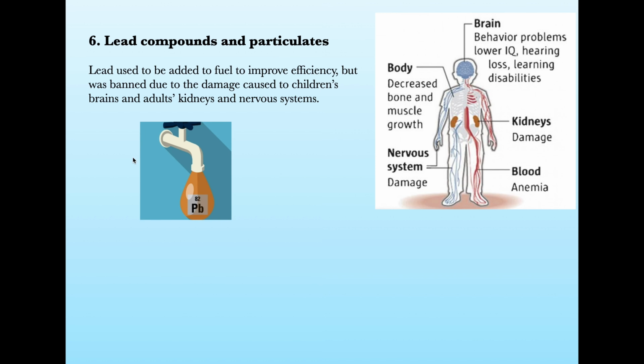There are some parts of the world where there's more lead in water, which causes problems in people. And here are some of the problems it can cause for humans. In the brain it causes IQ problems, hearing loss, learning disabilities, damage of the kidneys, anemia in the blood, your nervous system can be damaged, and decreased bone and muscle growth. So lead's a really nasty thing. It's something to avoid. Now, it was banned from fuels quite a long time ago, but there are still some old cars and old engines that use leaded petrol. Nowadays we have unleaded petrol.